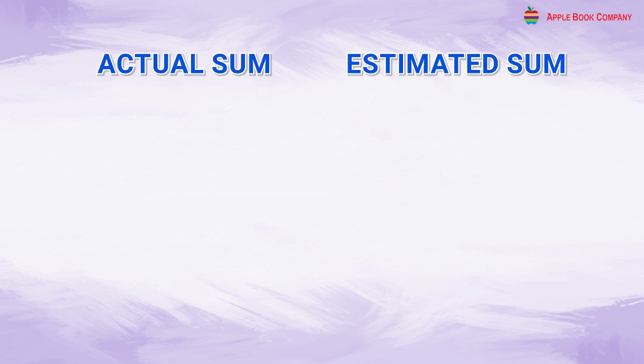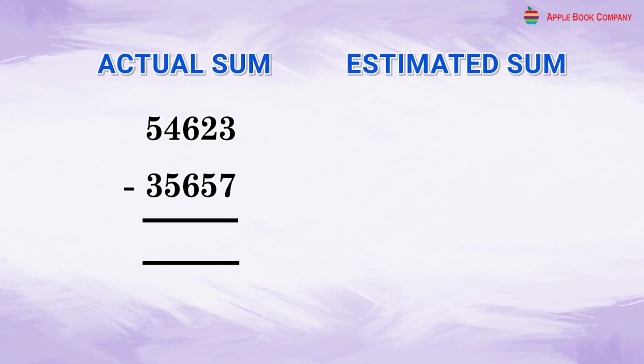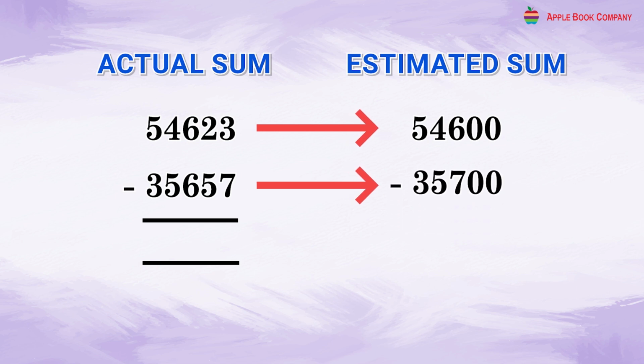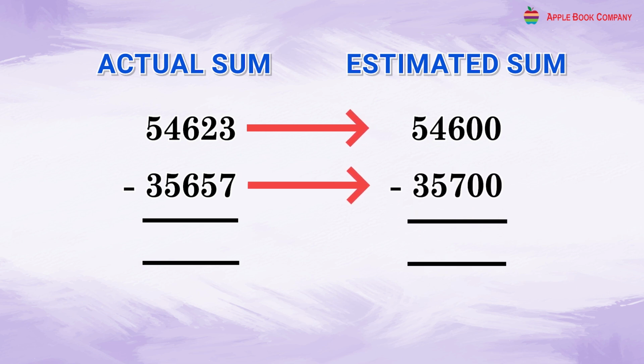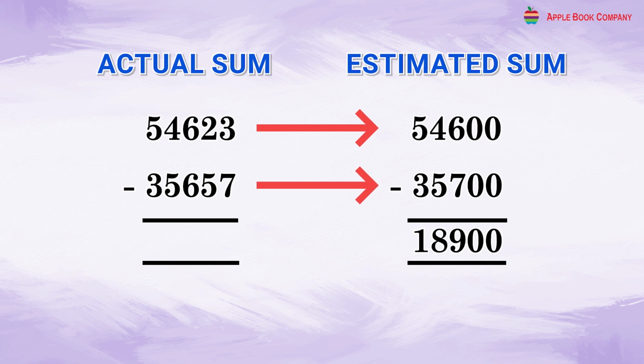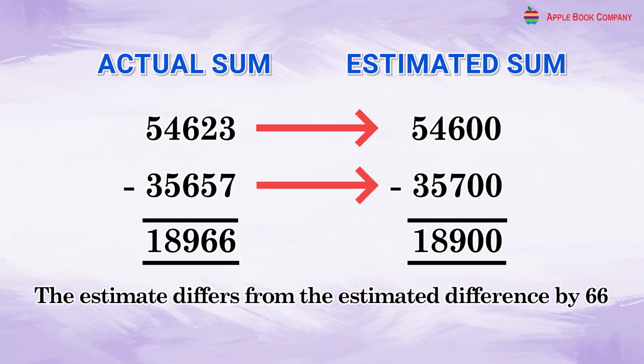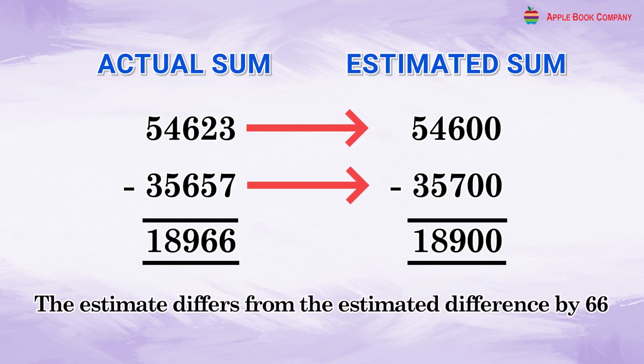Let's see another example. Estimating the difference of 54,623 and 35,657 by rounding them off to the nearest hundreds, and compare their difference. After rounding off to the nearest hundreds, the numbers become 54,600 minus 35,700. The answer is 18,900, while the actual difference of the numbers is 18,966. Thus, the actual difference differs from the estimated difference by 66.